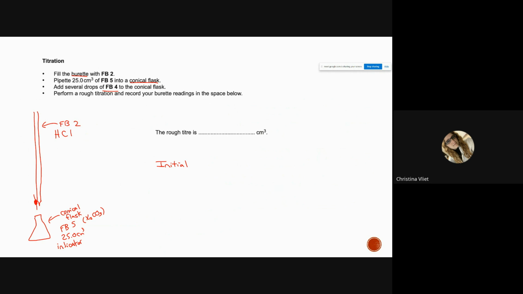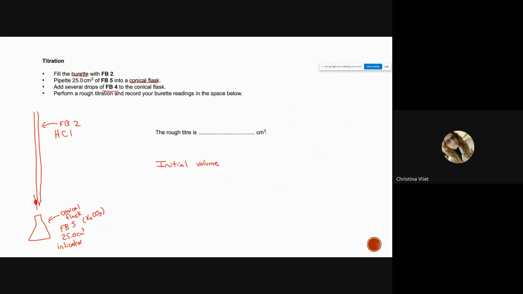What I will suggest though, Rosalind and everybody else, is that you add the same drops to each trial. Because if you add different drops, your colors will end up looking different and it'll be harder to tell where the end point is.